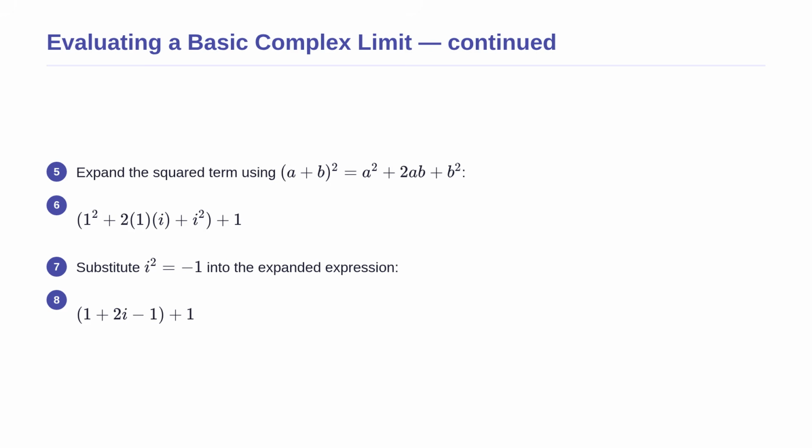Next, we must remember the fundamental definition of the imaginary unit. By definition, i squared is exactly equal to -1. We substitute -1 in place of i squared in our equation. Notice that inside the parentheses, we now have a +1 and a -1.